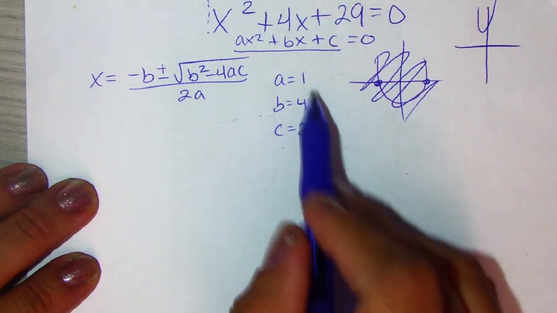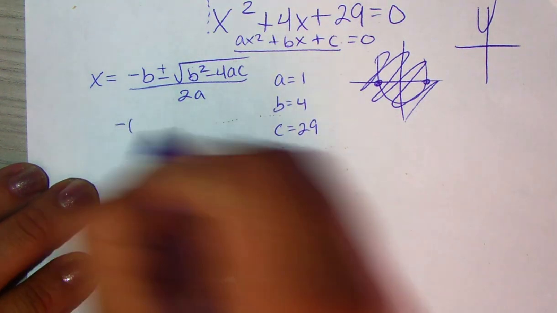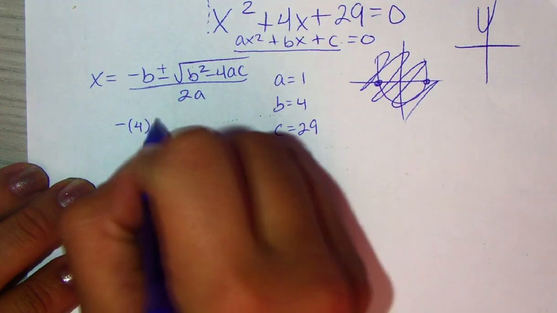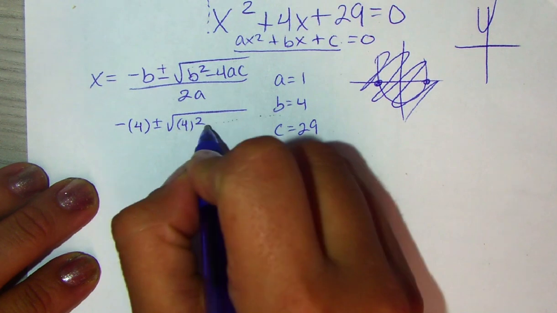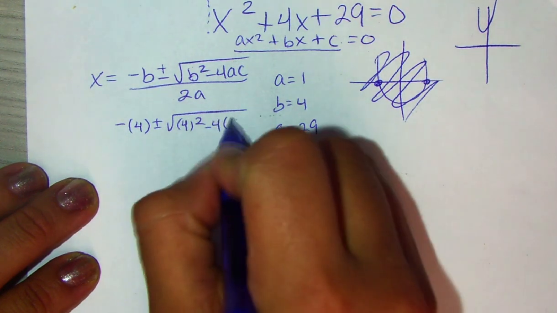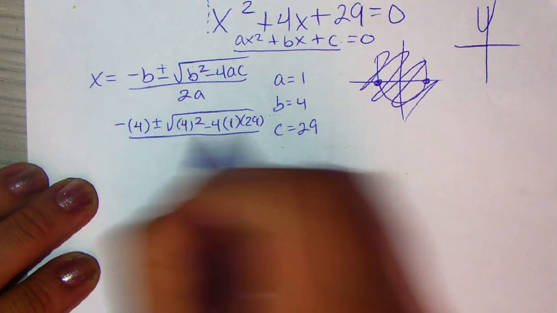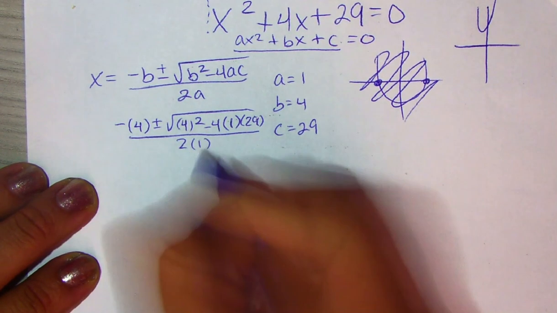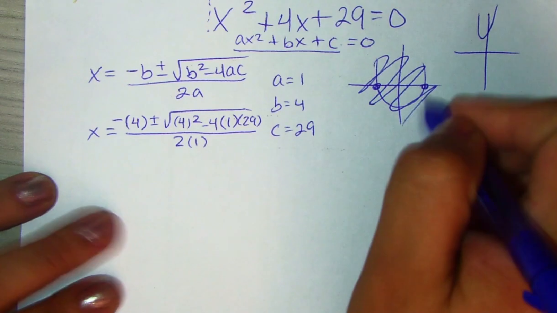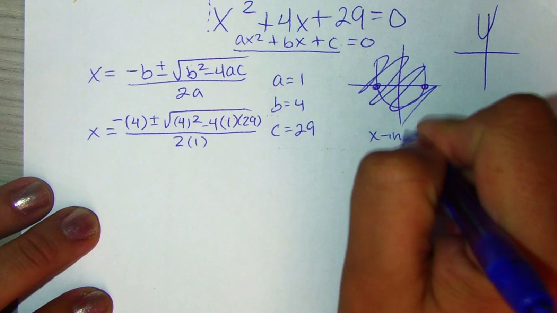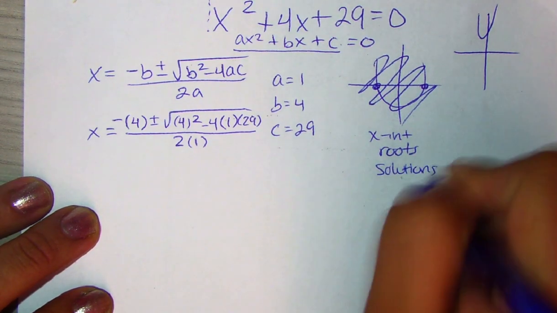Once we grab our a, b, and c values, we're going to substitute them where they go. So we're going to have negative b value, which is negative 4, plus or minus the square root of the b value again, which is 4 squared, minus 4 times the a value, so 1, times the c value, 29. All of this will be over 2a, so 2 times 1. And again, remember, we have x equals in the front because we're trying to find those x-intercepts or roots or zeros or solutions.